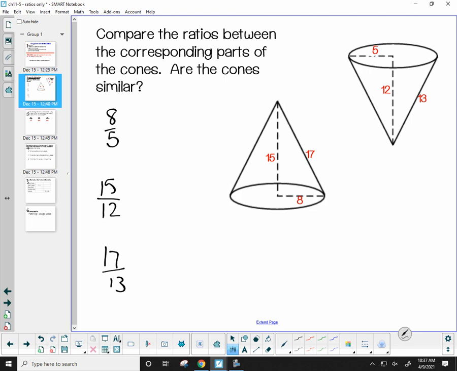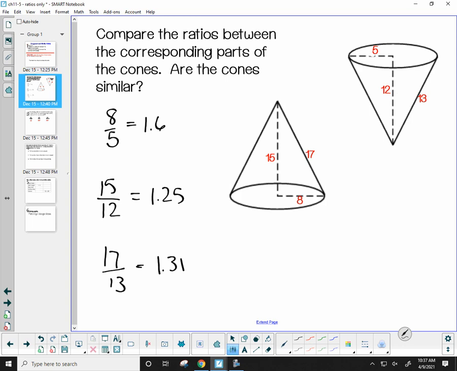So 8 divided by 5 gives me 1.6. 15 divided by 12 gives me 1.25. So really, I could stop here, right? It doesn't really matter about the last one. 17 over 13 gives me 1.307 and so on. But nonetheless, they're not in the same ratio, so these two solids are not similar. Okay, so I just want to kind of throw that out there.